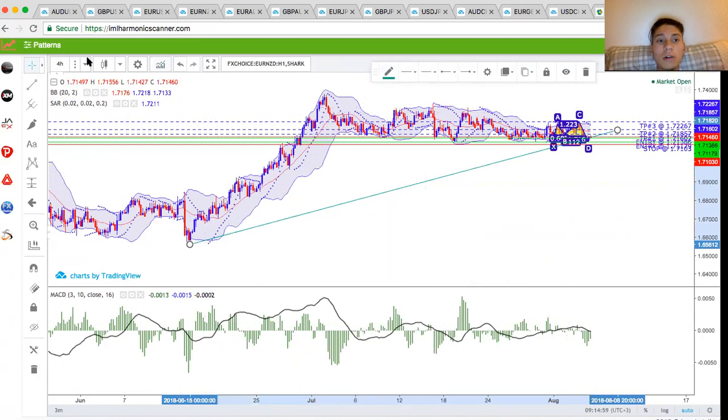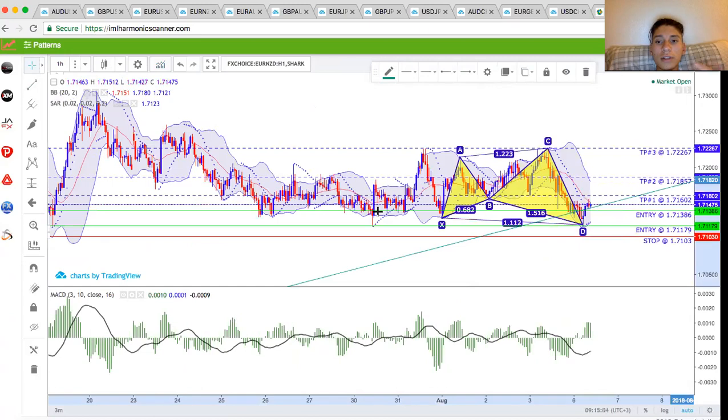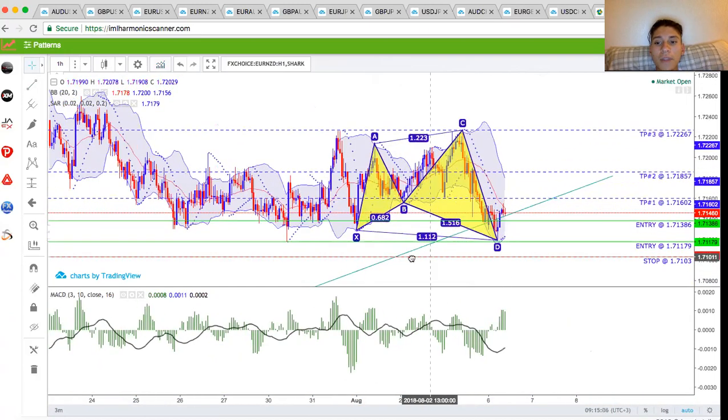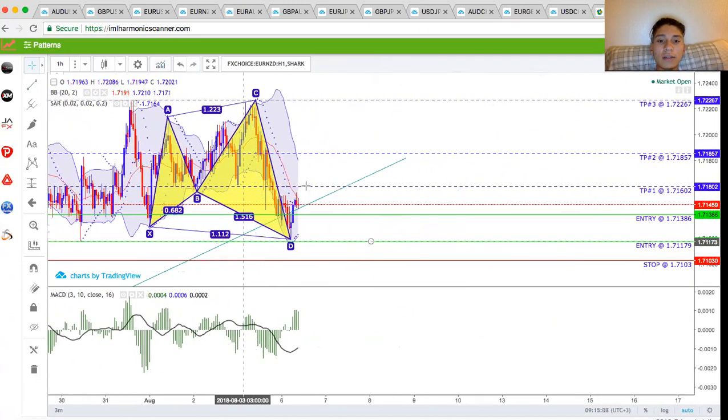So people ask you, well, wow, there's a lot of consolidation on the market. How do you trade it? Oh, well, you just trade a harmonic, right? And what are my confirmations to take this? Right here, right? It hit the lowest part of my Bollinger Band.